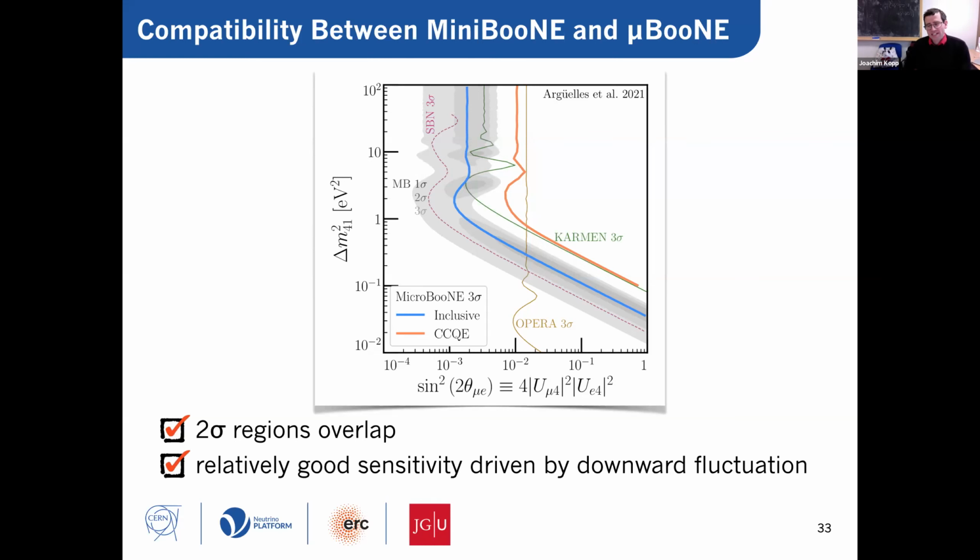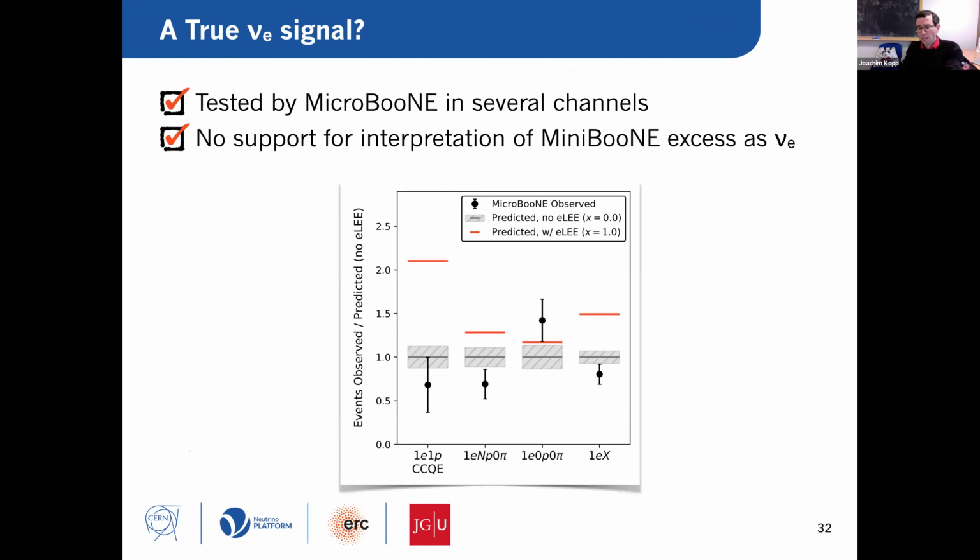And here's the result. So the horizontal axis in this plot is once again this effective mixing angle that would describe the short baseline mu-neutrino to electron-neutrino conversion. The vertical axis is again the mass squared difference, which is a measure for the oscillation length. The gray region that I'm showing here is from MiniBooNE, and the blue and orange contours are exclusion limits from two of the MicroBooNE searches I showed on the previous slide. The blue one here corresponds to the 1eX search, so the inclusive single electron search on the right. The orange curve corresponds here to the 1e1p CCQE analysis.